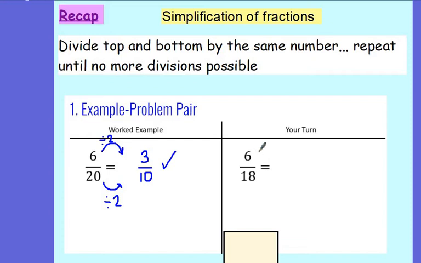Right, let's go through the answer. In the same way, I could divide top and bottom by 2, which gives me what, Zara? 3 over 9. We can now notice that 3 goes into both 3 and 9, so I can divide top and bottom by 3. 3 divided by 3 gives me what on the top, Felix? 1, and 9 divided by 3 gives me what on the bottom, Dan? 3. Brilliant. So simplifying it would give me 1/3.